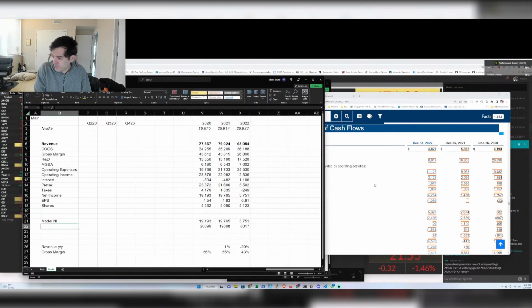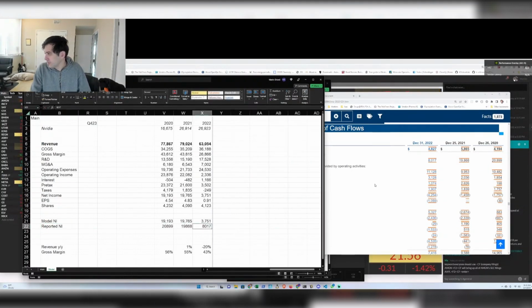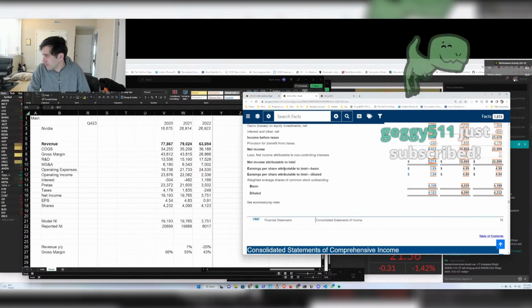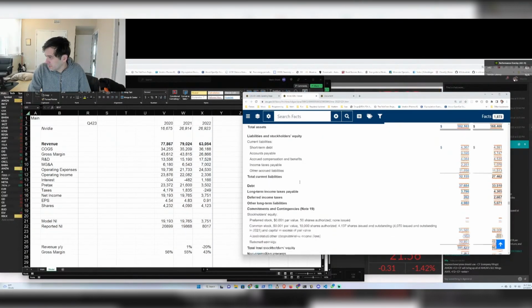So we're going to take what our model's net income is, what reported net income was, and try to reconcile them. I just want to glance at this. Oh, I see. They had a $4 billion one-time gain. So that's what we excluded.